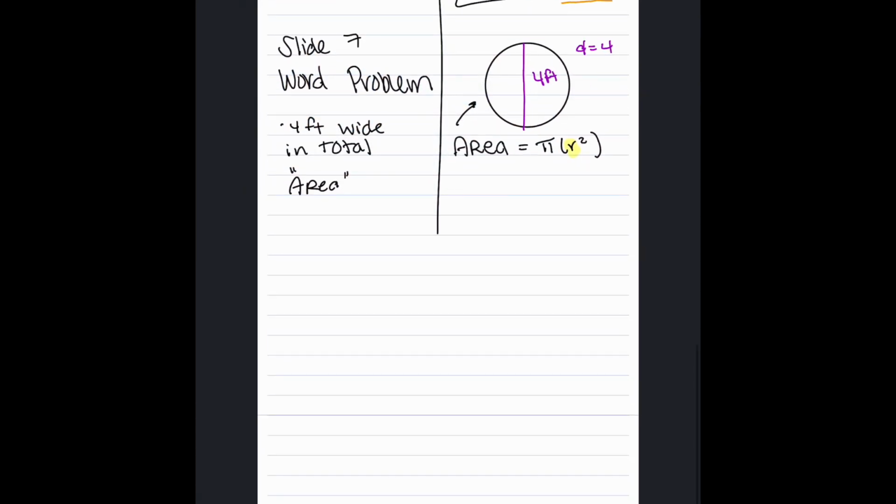Remember, the radius is only halfway from the center to the outside, like this blue line I'm drawing. So the radius would be half of that full purple line, so that radius would then be 2. Then same thing as before, I plug in my radius here. I think you guys can do that, and you will get the area of that circle.